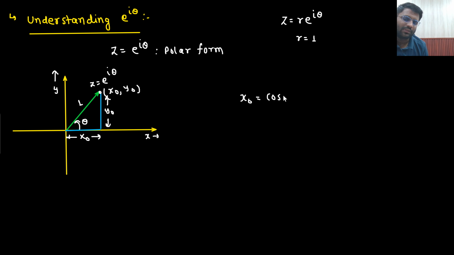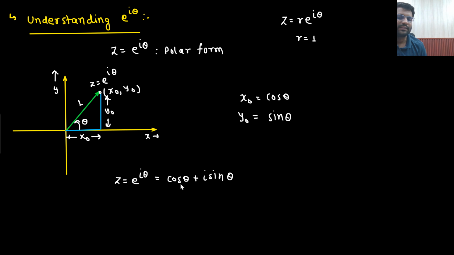X naught will be nothing but cos theta. And what will be the value of y naught? Y naught will be nothing but sin theta. So from here, what did you understand? The z which was given in the polar form e to the power iota theta is nothing but cos theta plus iota sin theta. Say yes or no. From now onwards, you will remember: e to the power iota theta is nothing but cos theta plus iota sin theta. Say yes or no.